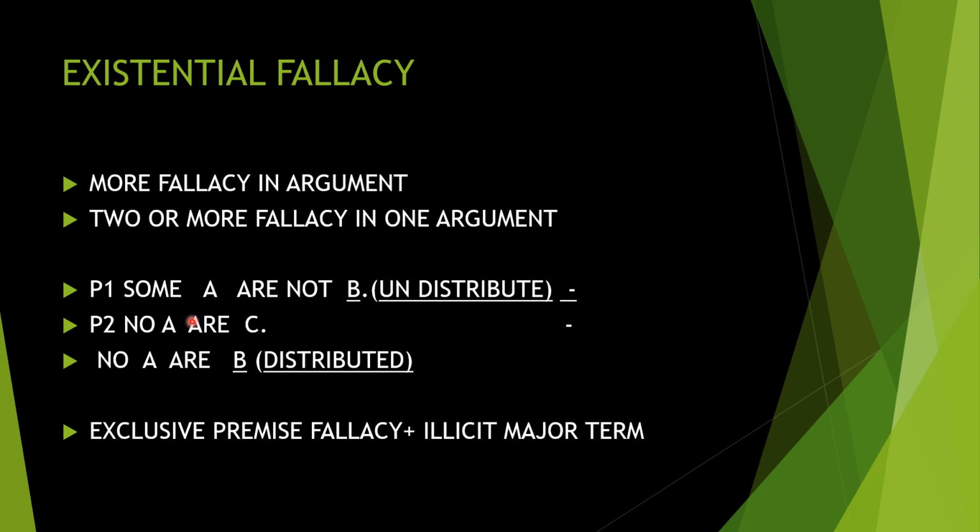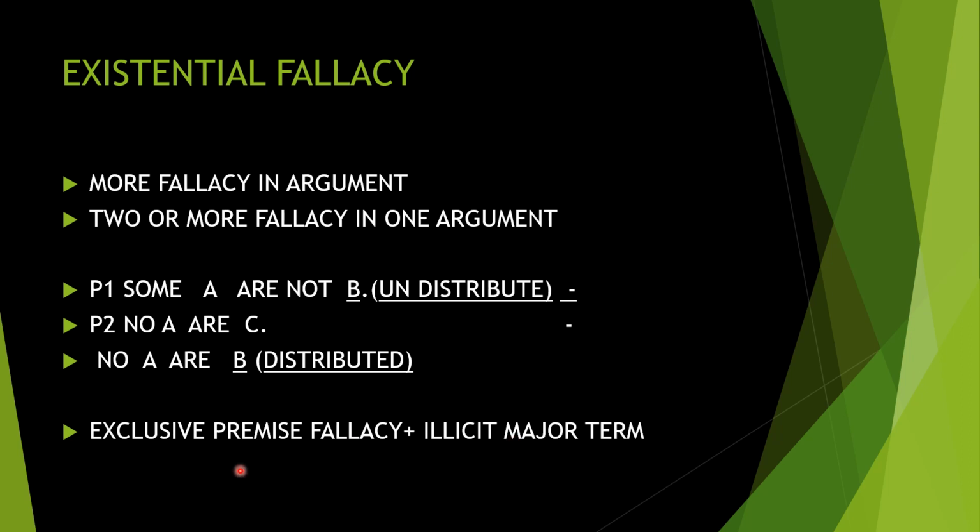For example, some A are not B. Okay, so B is undistributed. No A are C and no A are B. Then here B is undistributed in one place and distributed in the other. So we know about the major term. B is the predicate here and here it is also the predicate. So that rule is over. And here undistributed, distributed, there is no conclusion. So it is illicit major term.